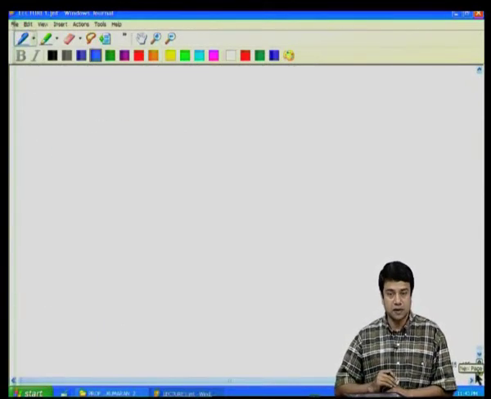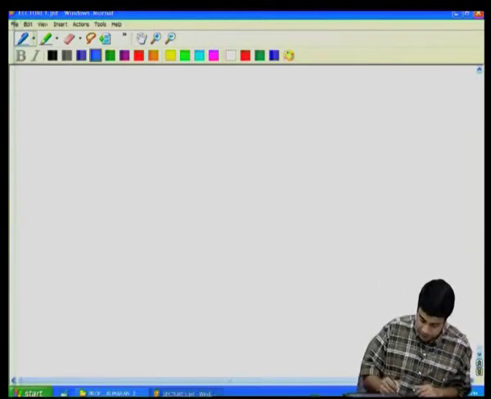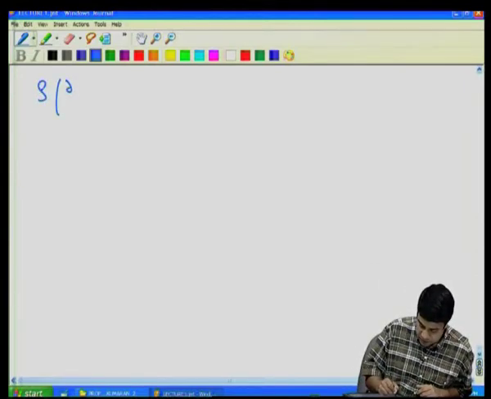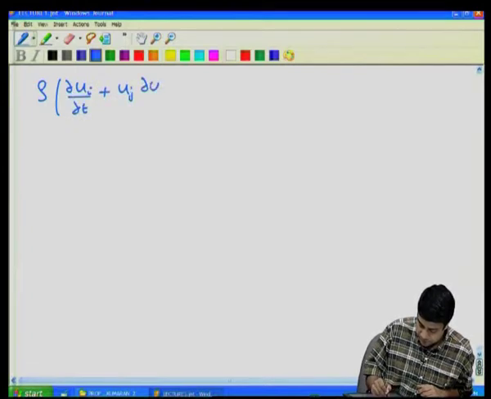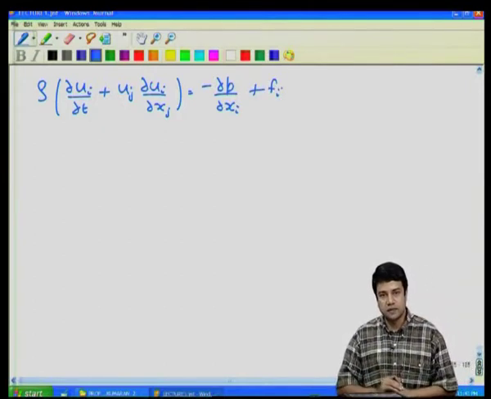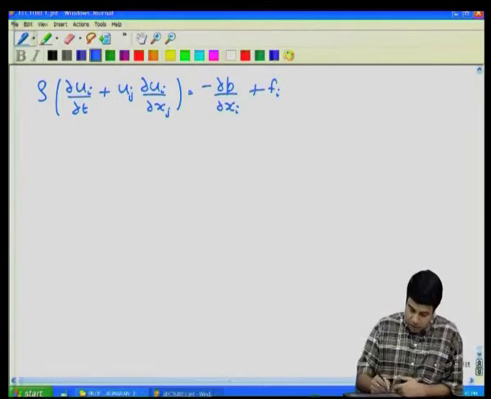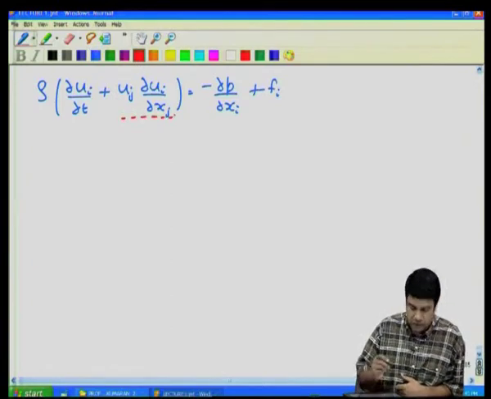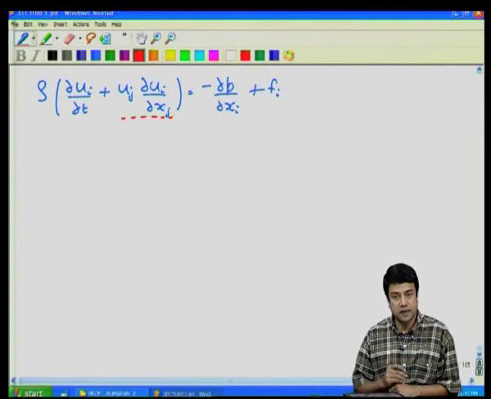We will go back to our indicial notations, because that is more convenient in this case, and I neglect the viscous term in the conservation equation. The conservation equation is partial ui by partial t plus uj partial ui by partial xj, plus the body force. I have neglected the viscous term. And we will try to find a simplification for this term here, using the fact that the flow is irrotational, and therefore, it is a potential flow.